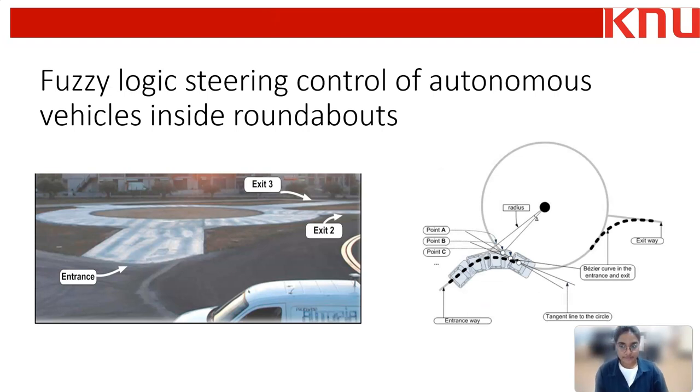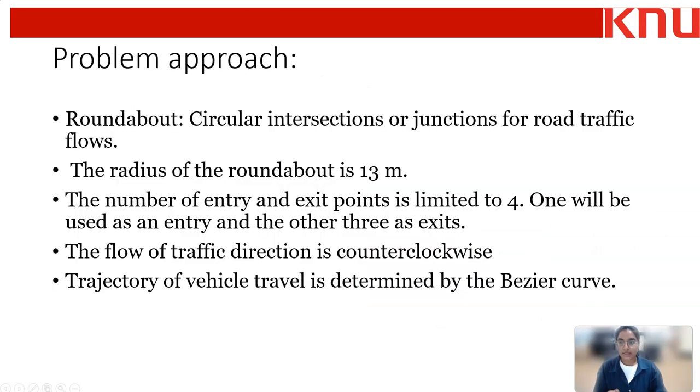Moving on to the reference, let's summarize the reference. First, the fuzzy logic steering control of autonomous vehicles inside the roundabouts. As you can see in the figure, this is a roundabout, and in the roundabout we have entrance and exit points, and in the study we've considered 1 entry point and 3 exit points, and the image was derived from the live experiment conducted in the paper.